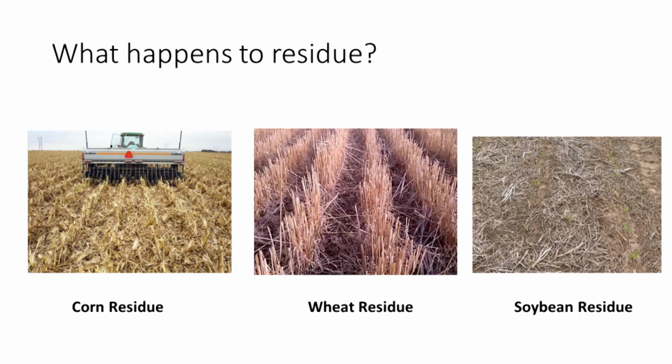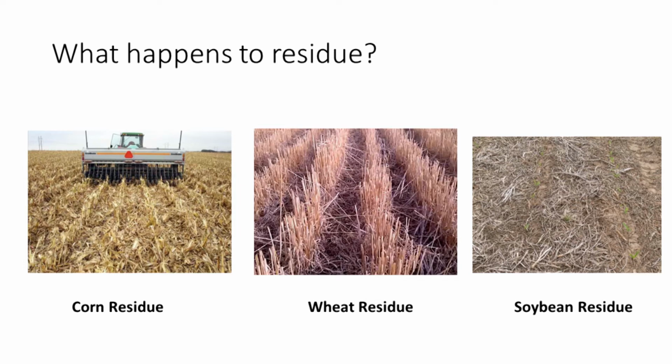So what happens to residue? The combine passes over the field, it spits out the residue out the back end of the combine. And essentially, it stays on the surface of the soil if a farmer doesn't do anything, right? And here you see examples of different post-harvest residues. Now, when this residue stays on the soil, it confers one primary benefit to that farmer and to that soil, which is that it reduces wind and water erosion dramatically.